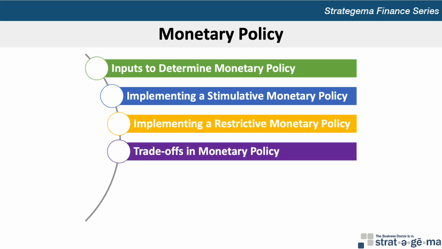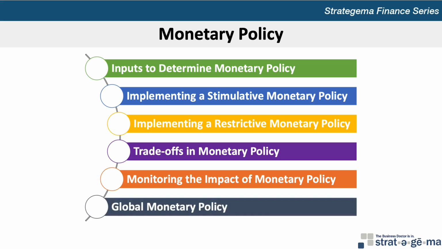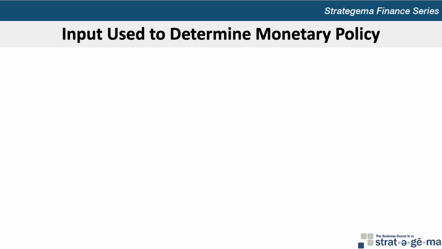The fourth objective is to explain the trade-off involved in monetary policy. Fifth, to describe how financial market participants respond to the Fed's policies. And finally, to explain how monetary policy is affected by the global environment. Let's begin with inputs used to determine monetary policy.